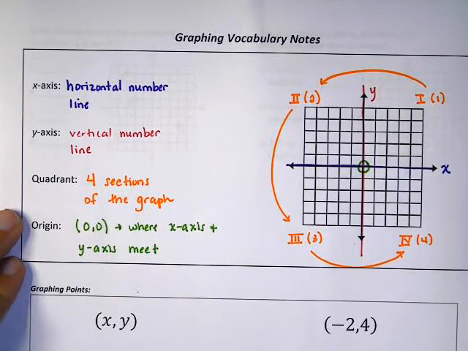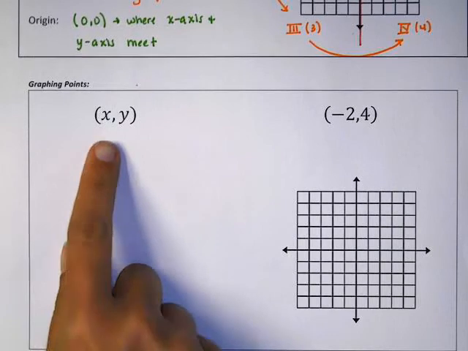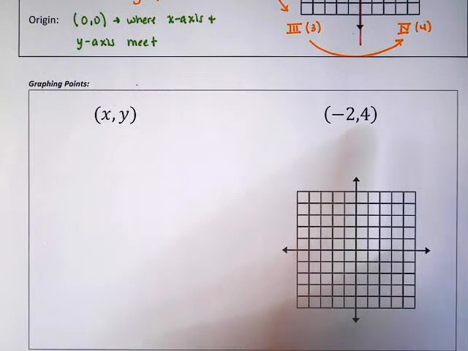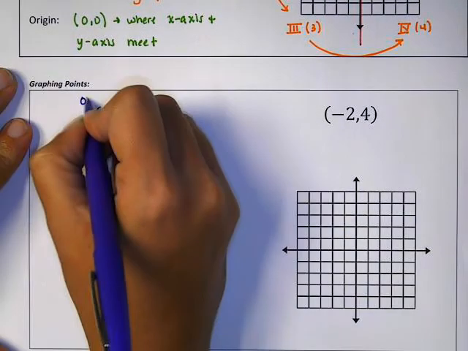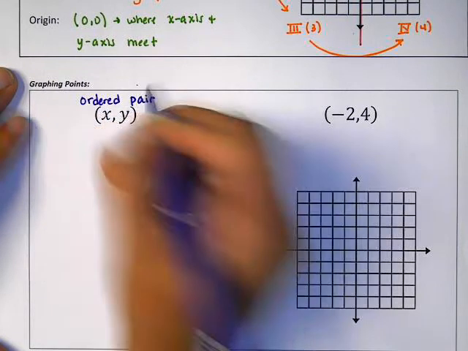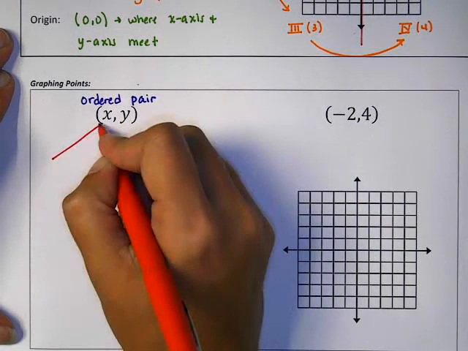When we're graphing, we graph what are called ordered pairs. So this right here, where we have a parentheses and then we have a number and another number, x and y, is called an ordered pair. Each number in the ordered pair gives us a direction to move when we're graphing a point. The first number in the ordered pair is called the x-coordinate.